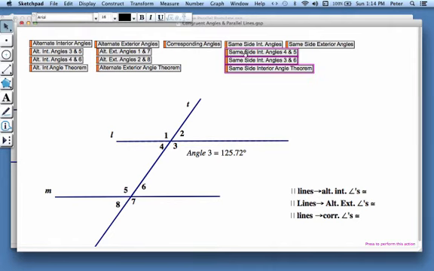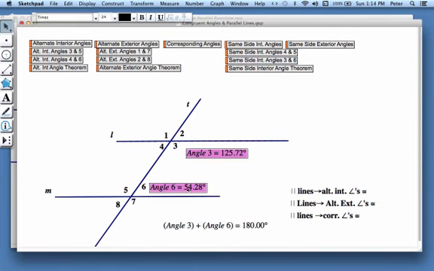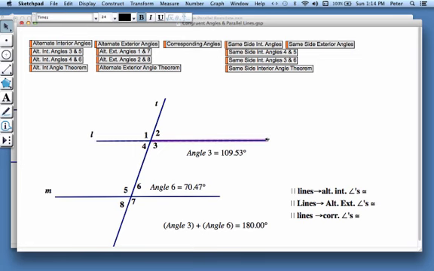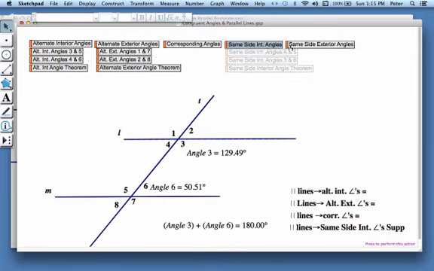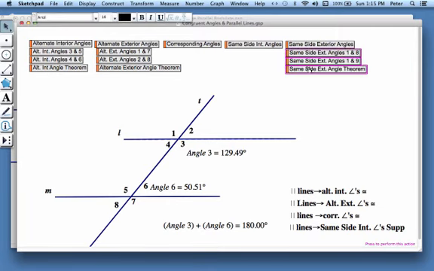Same side interior angles like 3 and 6. Well, those aren't congruent, of course, but they do add up to 180. No matter how we manipulate the figures, those two angles always add up to 180. That never changes. Okay, so same side interior angles: if you know the lines are parallel, then those same side interior angles will be supplementary. And by the same reasoning, same side exterior angles is also true.